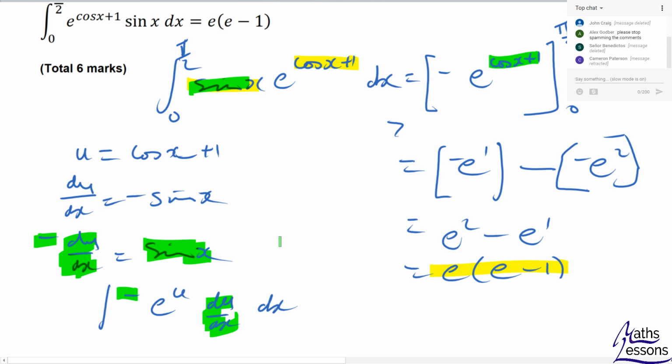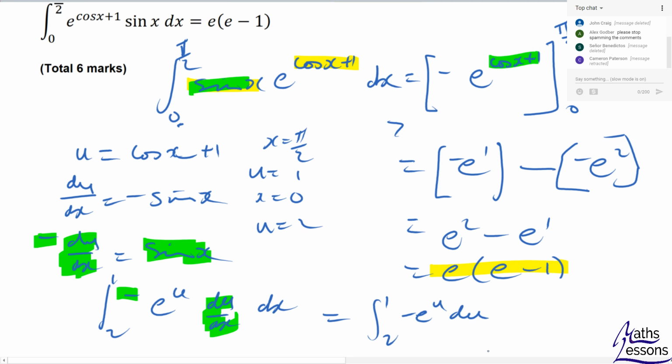Okay, if you want to speed things up, what you should do is also change the limits. So if x equals pi by 2, u will equal cos of pi by 2 is 0 plus 1, u equals 1. And if x equals 0, we're going to get cos of 0 is 1 plus 1, u will equal 2. So we'll integrate from 2 to 1. And you can finish that off and verify that the integral from 2 to 1 of minus e to the u du actually gets you the same answer.